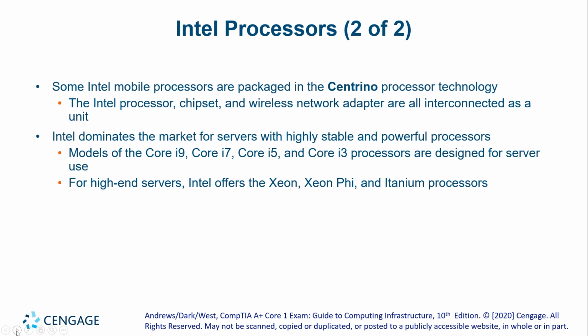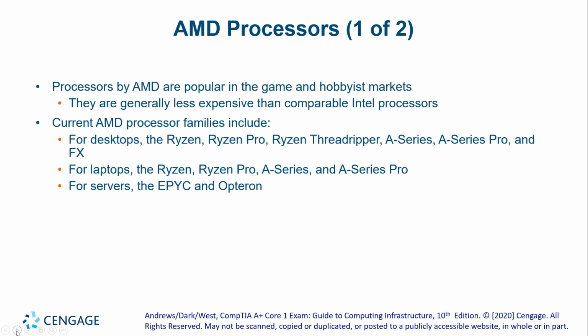The Centrino processor, basically that means that the chipset, wireless network adapter, all those things are connected into a single chip body. It saves room on the motherboard, but it's also definitely not a high-end unit. This would be something like you're going to use in a mini PC or a micro PC. Intel dominates the market for servers. Core i9, i7, and then Xeon, Xeon Phi, and Itanium. Those are the high-end server processors.